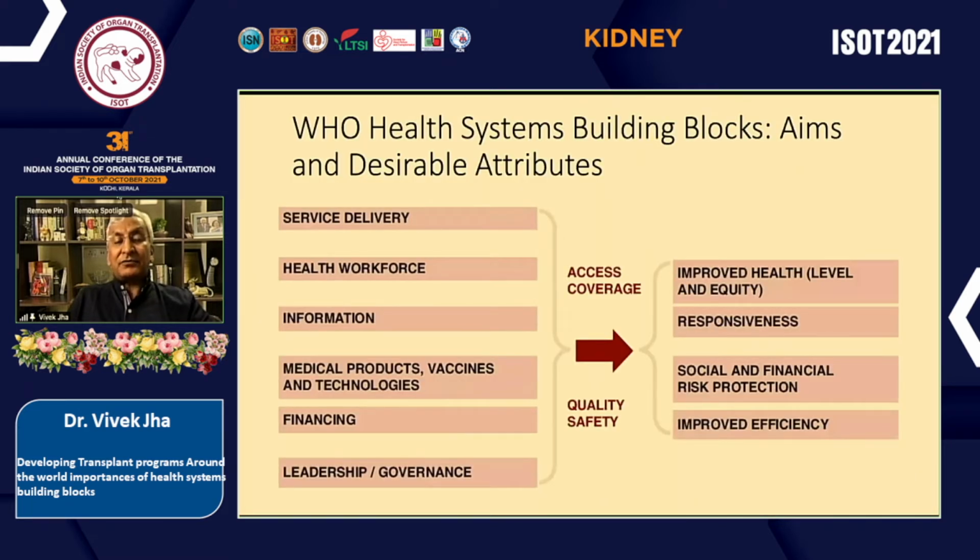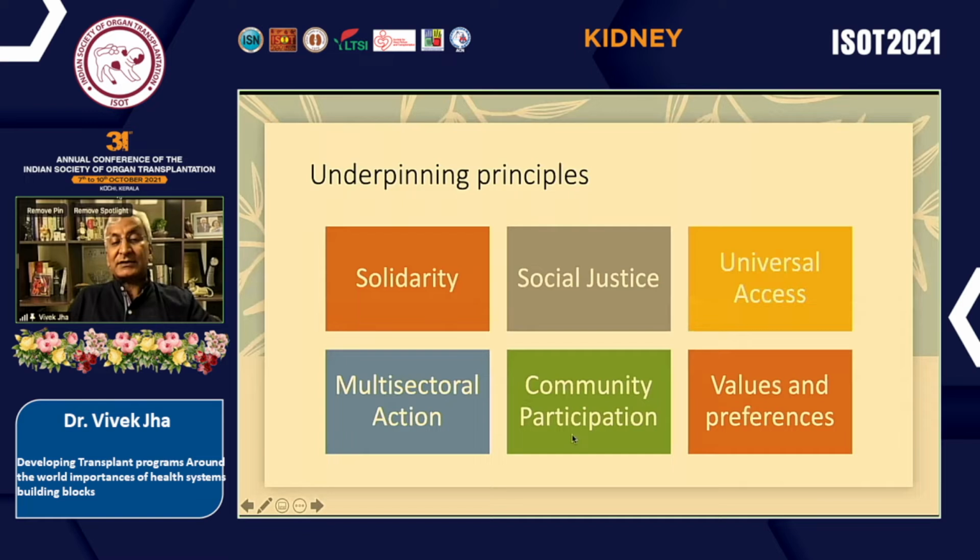And there the answer is in the form of the WHO health systems building blocks, and how many of these countries score relatively poorly on their performance in these building blocks. These are the building blocks shown here on the left: service delivery, workforce, health information systems like registries, availability of medical products, which means drugs, vaccines, and technologies, financing, and leadership and governance. Eventually, if all of them are working together, it will lead to improved health in terms of level of healthcare and equity. It will be responsive to the needs. It will lead to social and financial risk protection, and the efficiency of health systems will improve, which are all linked to access, coverage, quality, and safety.